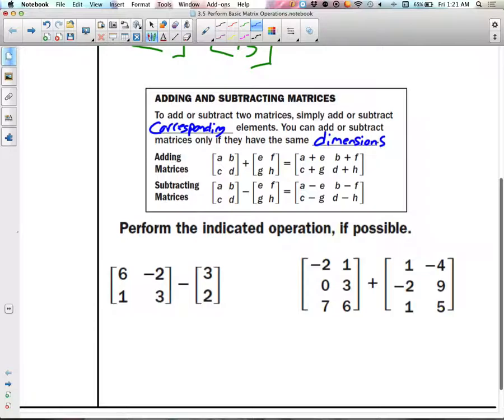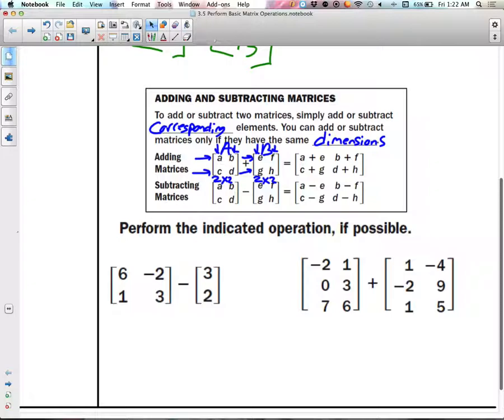So here, we'll call this one matrix A, and this is matrix B. And we can add these 2 matrices together. If you look, they have the same dimensions. This is a 2 by 2. It's got 2 rows, and it has 2 columns. Matrix B is also a 2 by 2. It's got 2 rows, and there are 2 columns as well. Okay, so they have the same dimensions. We can add them together.